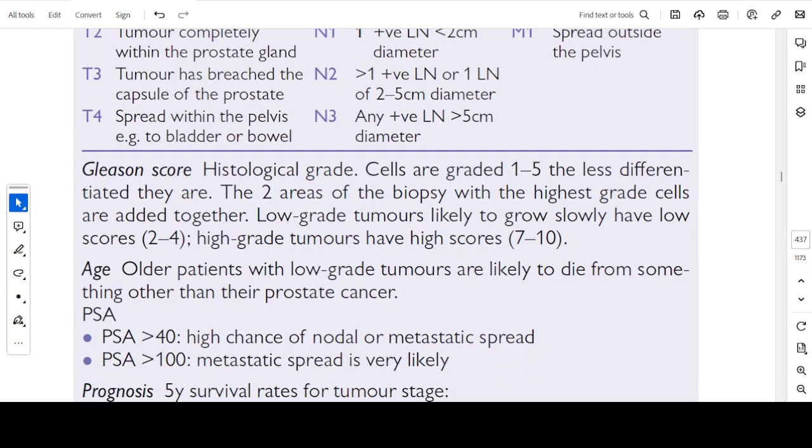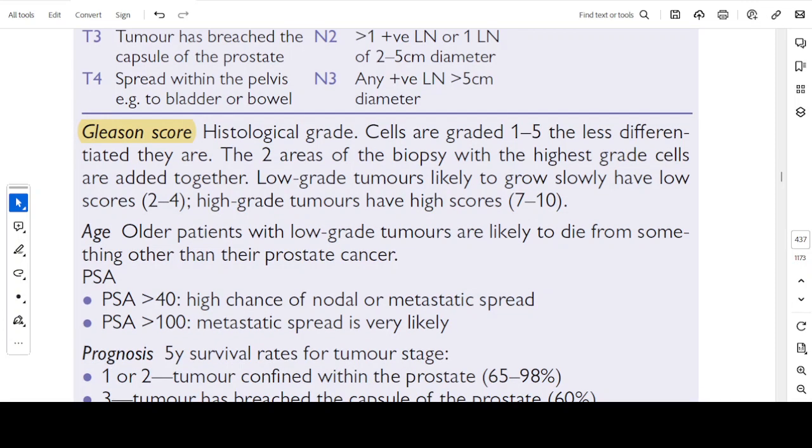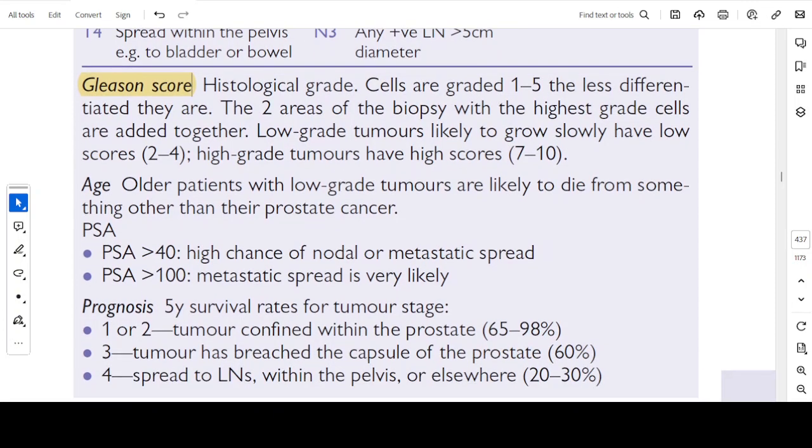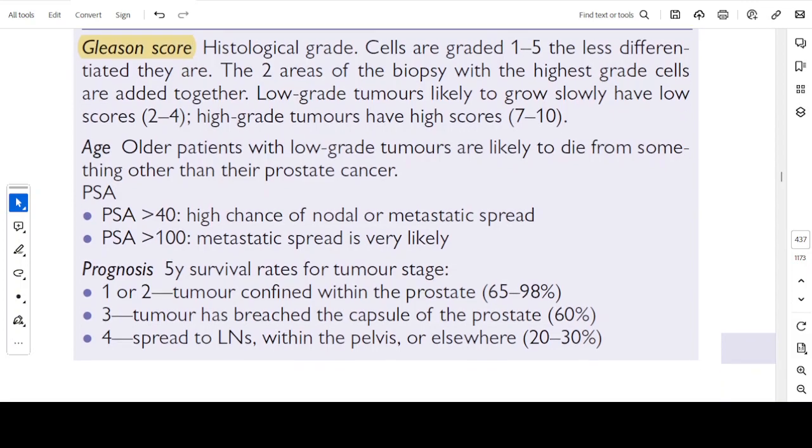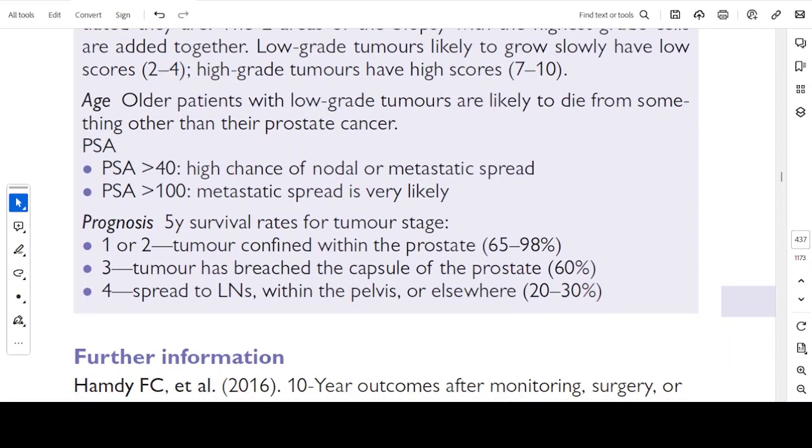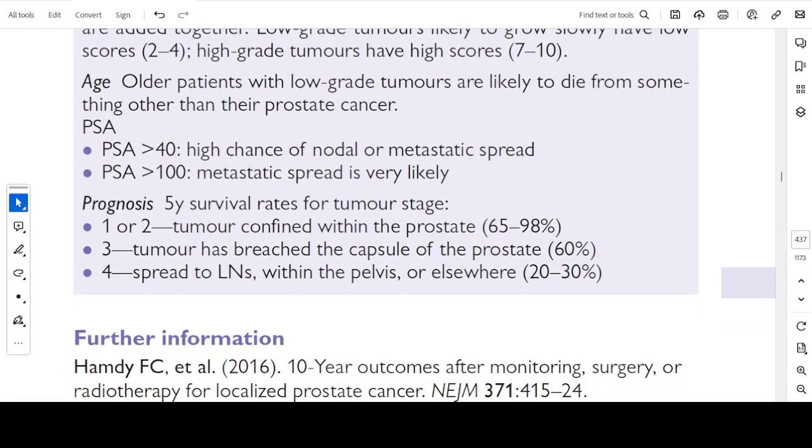Gleason score is used in histologic grading of prostate cancer. Cells are graded 1 to 5, the higher the less differentiated they are. The two areas of biopsy with the highest grade cells are added together. Low grade tumors likely to grow slowly have low scores, 2 to 4. High grade tumors have high scores, 7 to 10. Old age: older patients with low grade tumors are likely to die from something other than the prostate cancer. PSA more than 40, high chance of nodal or metastatic spread. PSA more than 100, metastatic spread is very likely.